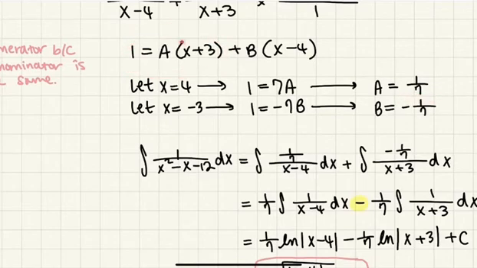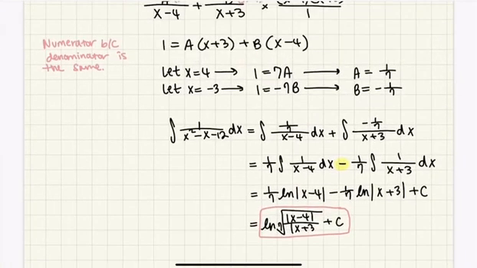Oh, and then we would also plug in 4 here, and we would result in A equals 1/7. And then we're going to let x equal -3, because we want this to be 0, and then we end up with B equals -1/7. So then there's a few more steps after this. This is the original problem, I just rewrote it.